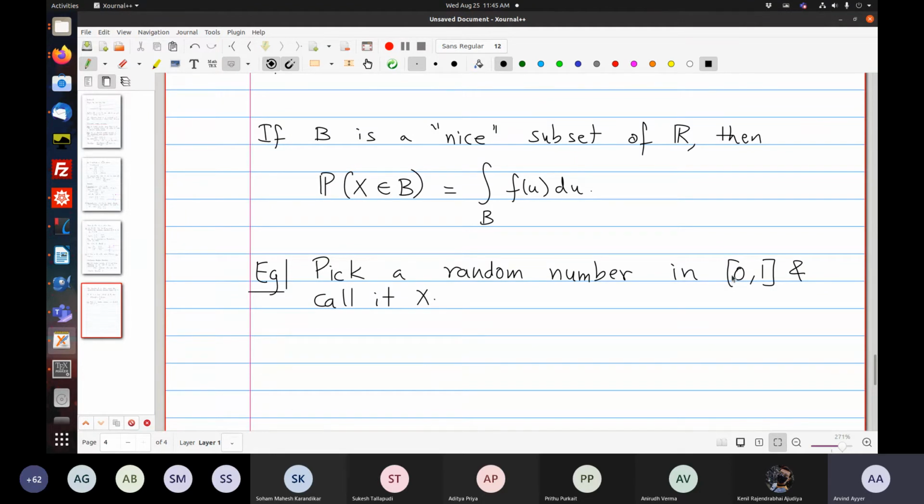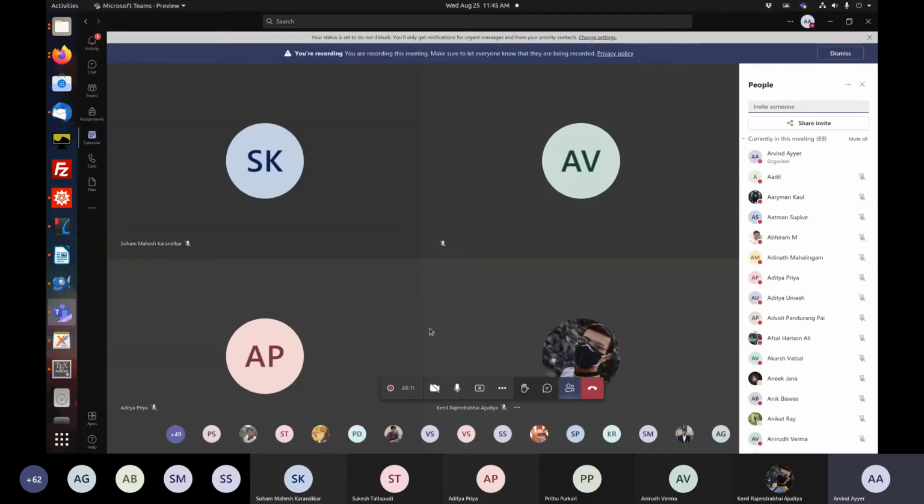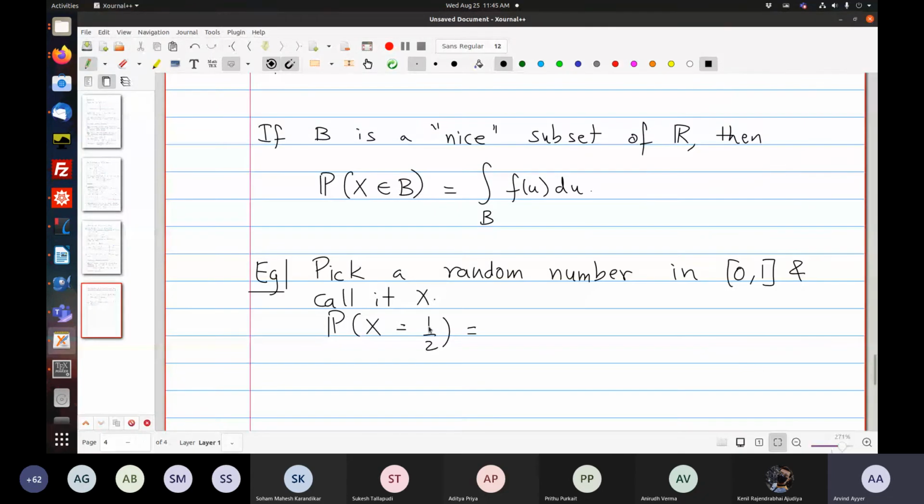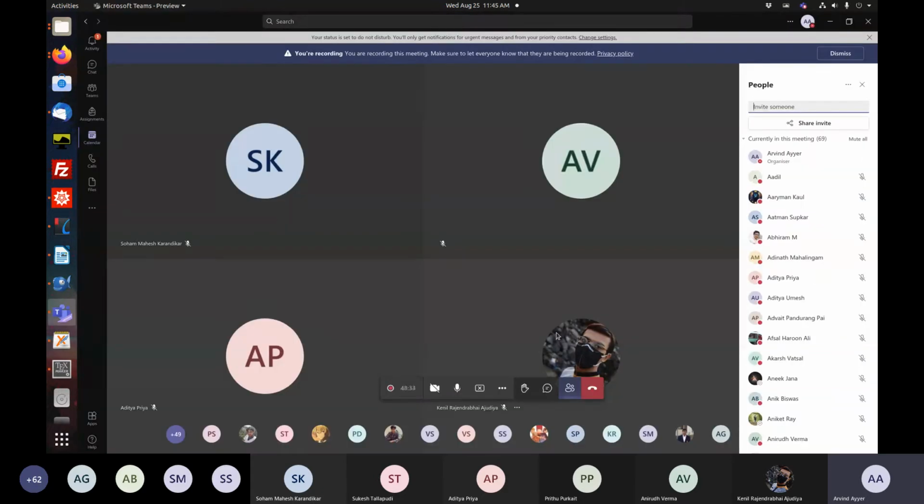So now what's the problem? If I ask you, what do you think the probability of X equal to half is? What's the probability that someone is going to pick exactly half? It's exactly 0. You see, this is the problem. And there's nothing special about half. This is the same as the probability of X equal to 1 by pi.